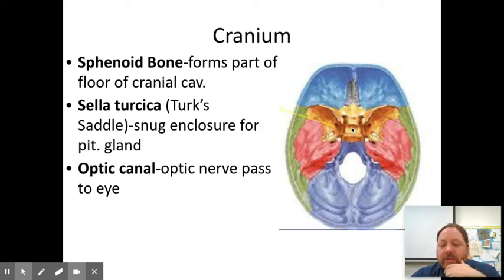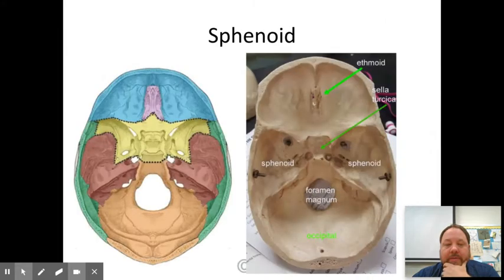Another important feature is here. It's called the sella turcica. It's like a little divot in the bone, and that's where your pituitary gland resides. The pituitary gland is sometimes called the master gland because it sends out all these different hormones to help regulate your body. And that gland is so important, it actually has a little bony surrounding there.